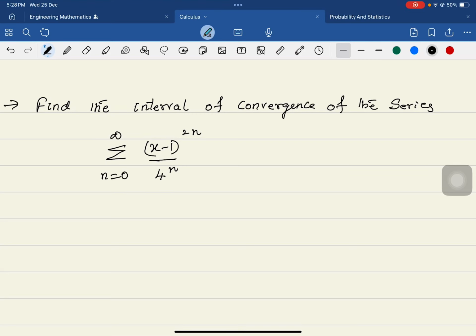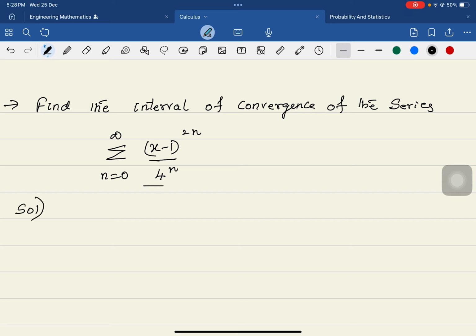Welcome dear students. As many of the students were asking about this type of questions, find the interval of convergence of the series. For this series, what is the interval of convergence? Now, how to solve this problem? I am explaining you once again.